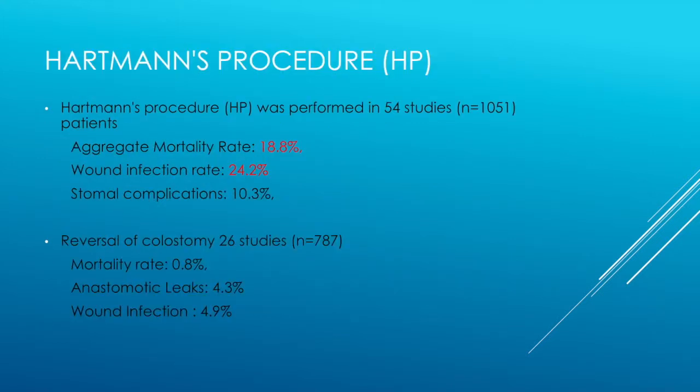Their results revealed that for Hartmann's procedure, the raw mortality was about 19%, with a wound infection rate of 24%, which was not unexpected due to the proximity of the stoma close to the midline incision, and that these were contaminated procedures. They also found reversal of colostomy, the second stage of this procedure, was a relatively safe procedure, with a mortality rate of less than 1% and anastomotic leak rate and wound infection rates of less than 5%.